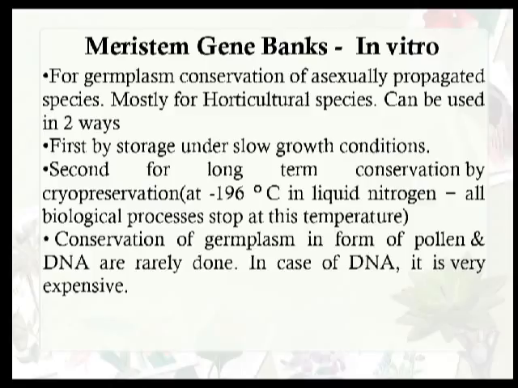Mostly for horticulture species it is used, and it can be used in two ways. First, we can either store under slow growth conditions, or second, we can store for the long term under cryopreservation, that is at extremely low temperature, minus 196 degrees C in liquid nitrogen, and virtually all the biological processes stop at this temperature. So this was the meristem gene bank.